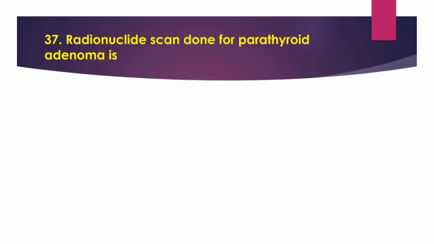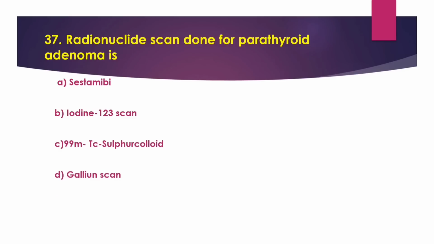A radionuclide scan done for parathyroid adenoma is option A sestamibi, option B iodine 123 scan, option C technetium 99m sulfur colloid, option D gallium scan. The answer is option A sestamibi.